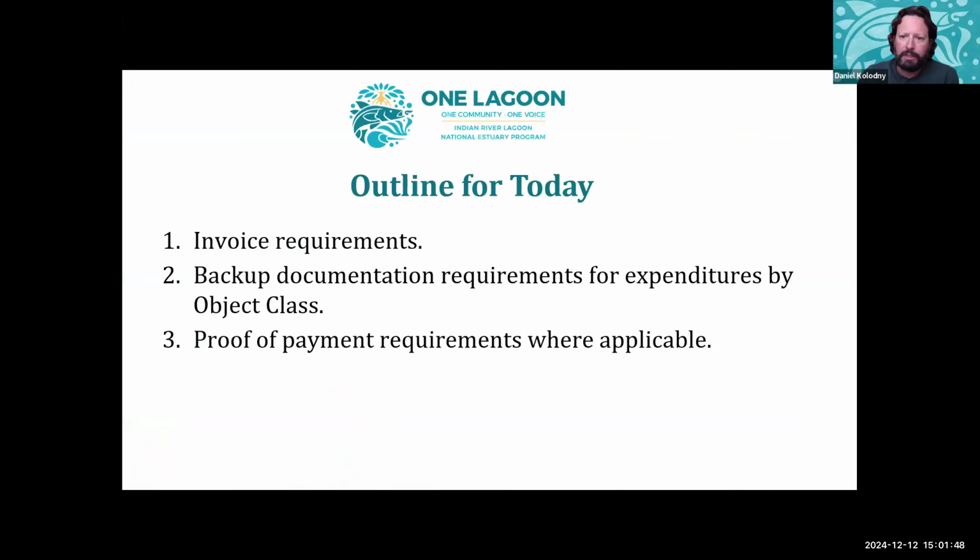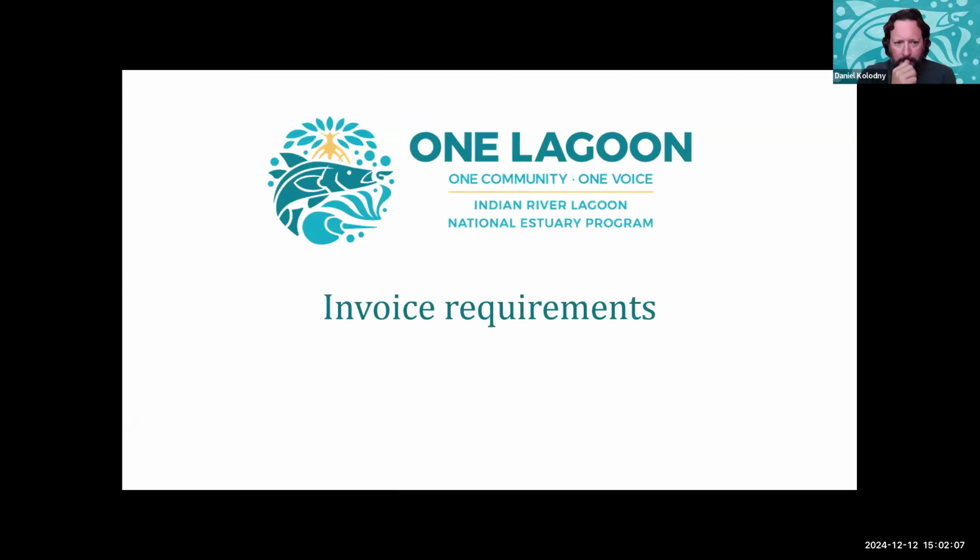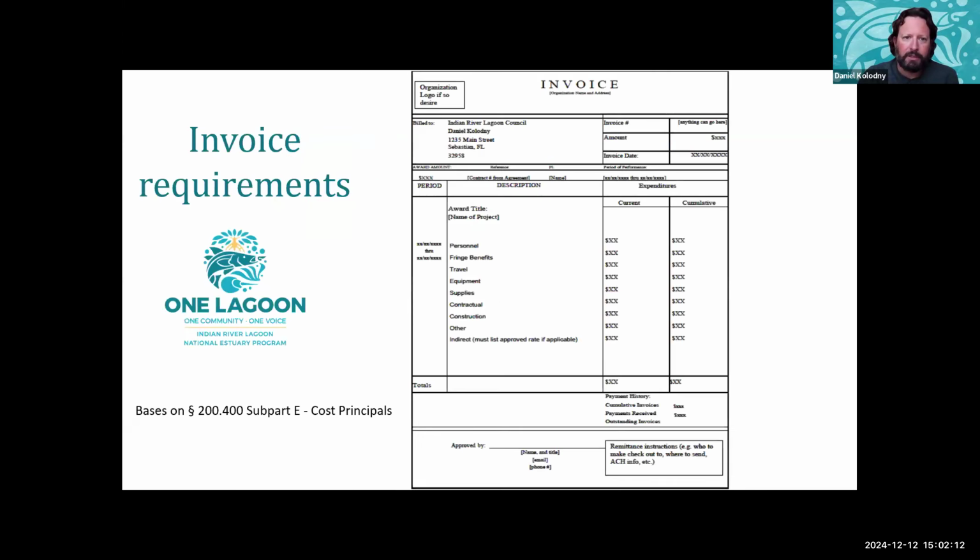So I'm going to go over three topics here. The first one is the invoice format itself. Then we'll be looking at backup documentation requirements by object class, so we'll go through all the different object classes, and then proof of payments where applicable. So let's start with what the invoice itself should look like. Many of you have already done this.